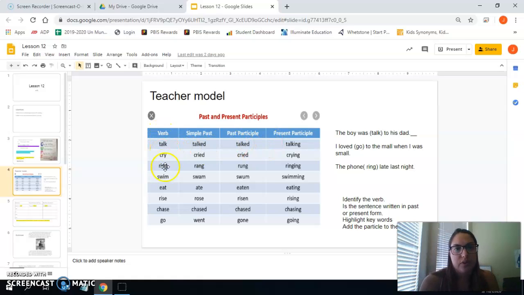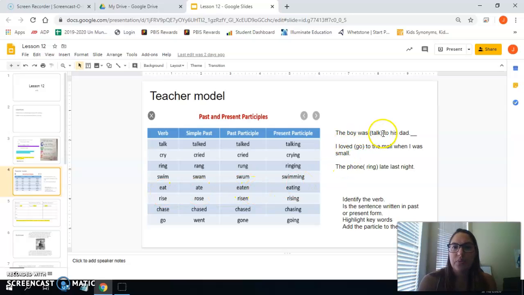So the verb is talk. If it's a simple past, you're going to put talked. Present is talking, like I am talking right now. I am not talked right now. I am talking right now. Cried, cried, crying. Ring, rung, ringing. Swim, swum, swimming. Eat, eaten, eaten.